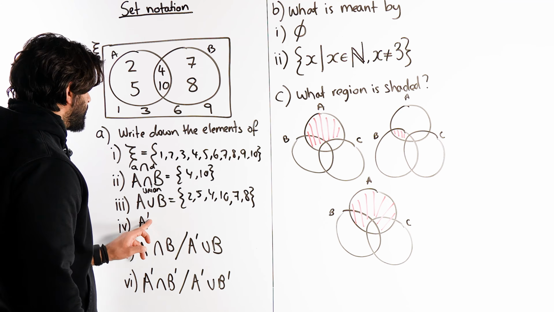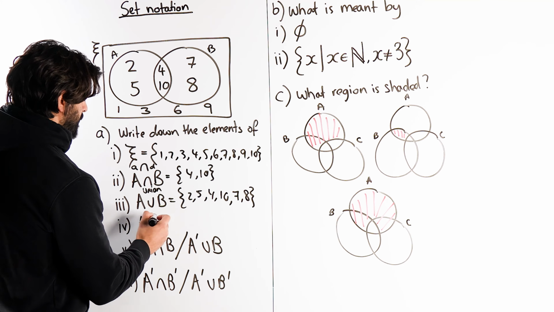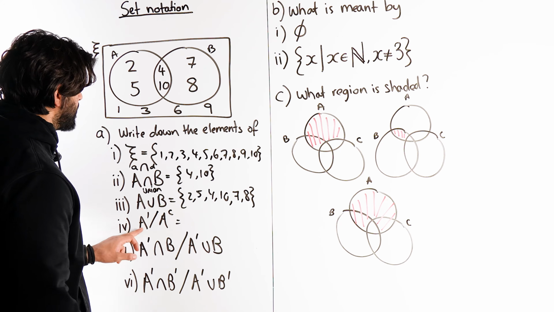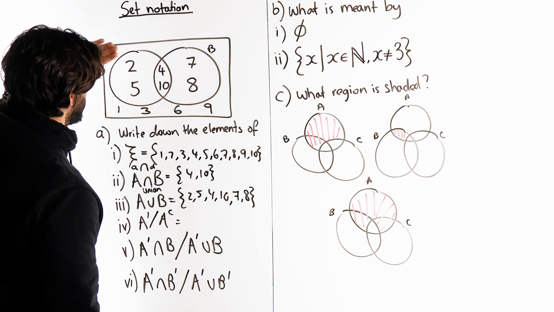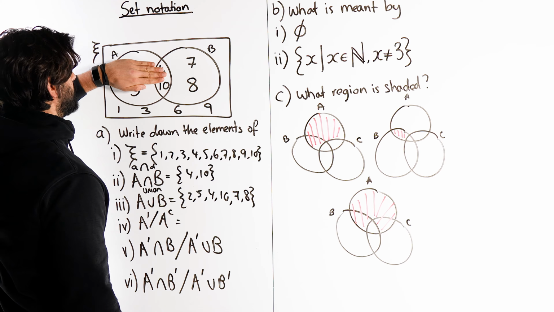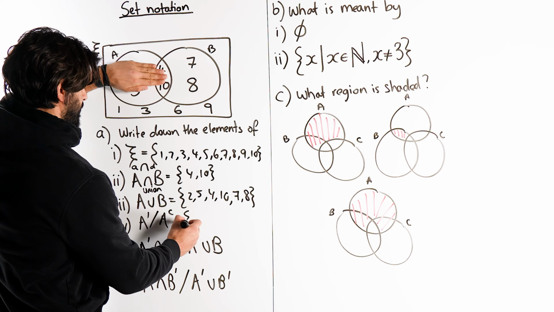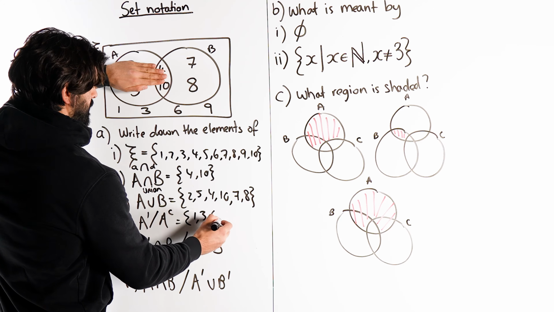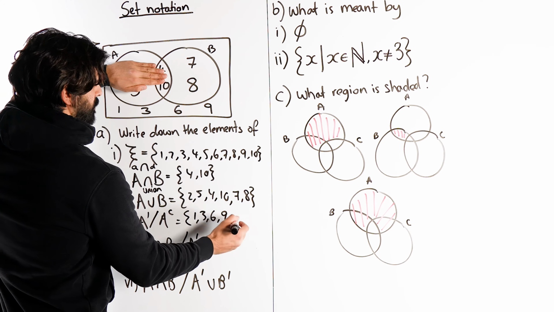This one, A dash, just means not A. Sometimes you might see it as A complement. So all that means is everything that is not in A. So you can basically put your hand over A and write down all the numbers that you see. So I see 1, 3, 6, 9, and then 7 and 8.